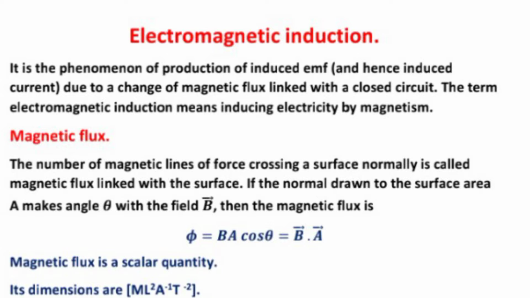Now, magnetic flux. What do you mean by magnetic flux? The number of magnetic lines of force crossing a surface normally is called magnetic flux linked with the surface. If the normal drawn to the surface area A makes angle theta with the field B, then the magnetic flux is phi equal to BA cos theta, and that will be vector B dot vector A. Magnetic flux is a scalar quantity.